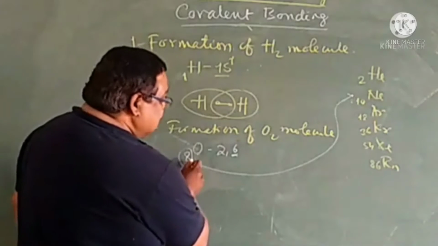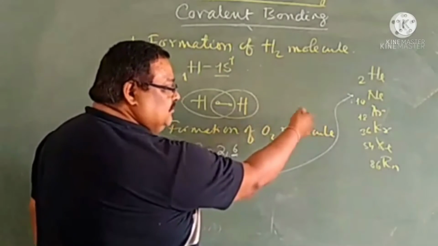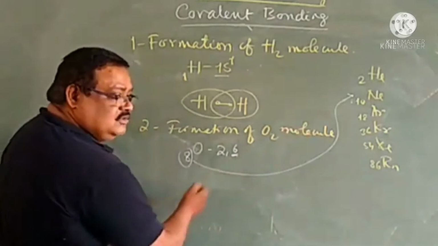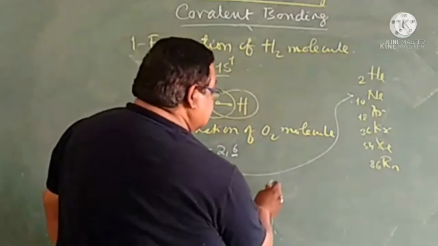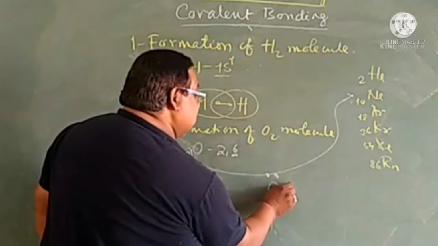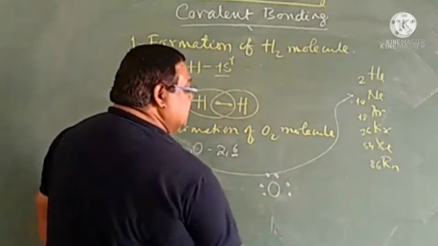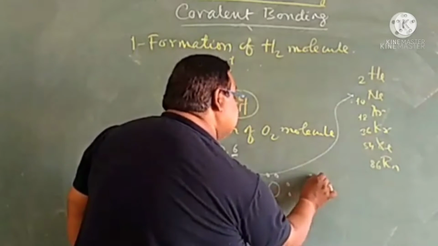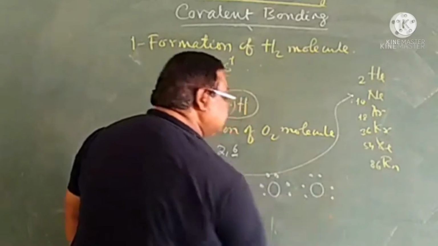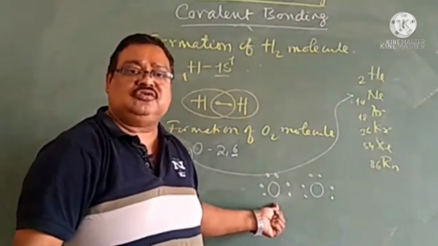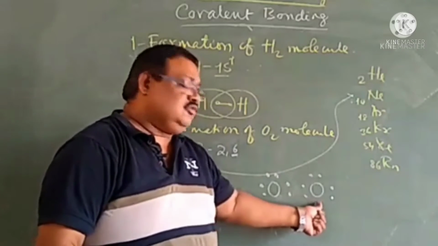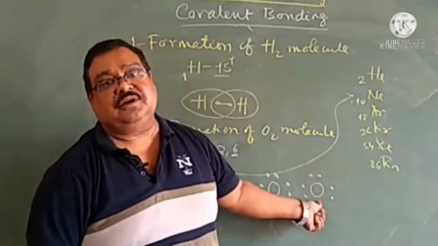Now, it will try to attain the configuration of neon, but 10 electrons, that means 2 more electrons are required. So, now oxygen has 6 electrons in its valence shell. Another oxygen atom has also got 6 electrons around it in its valence shell. Now this oxygen needs 2 more electrons to become octet. This oxygen also needs 2 more electrons to become octet.